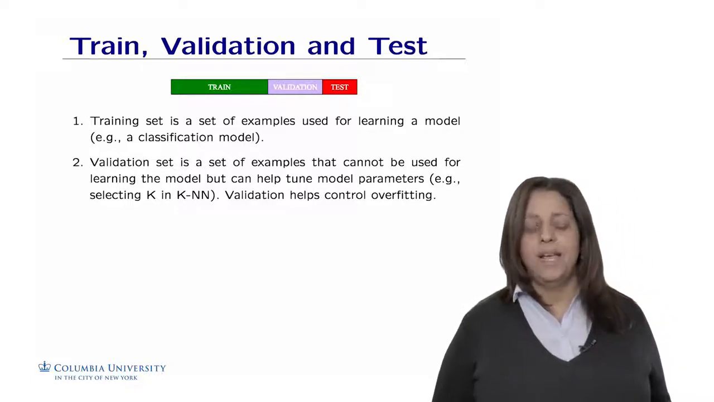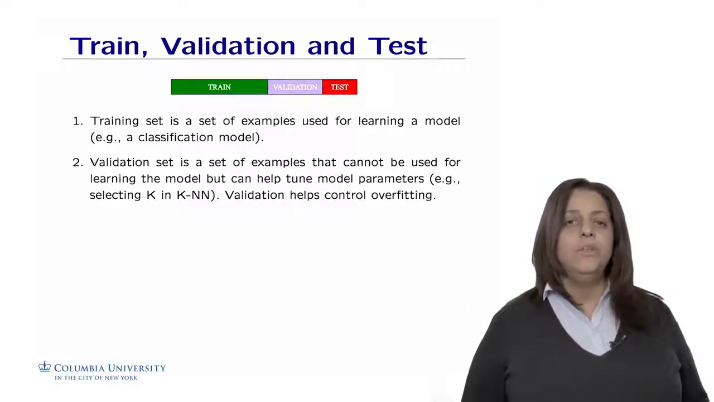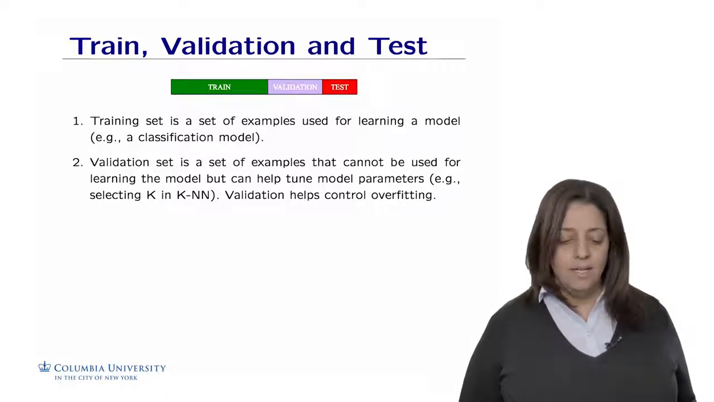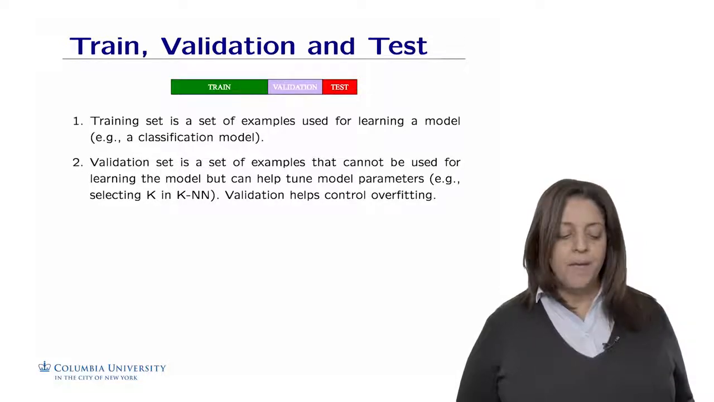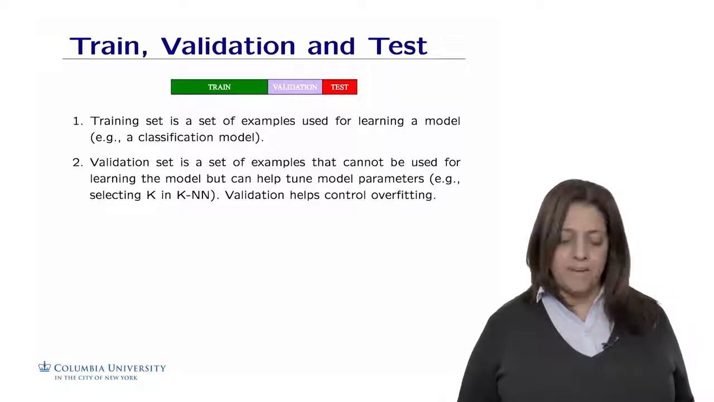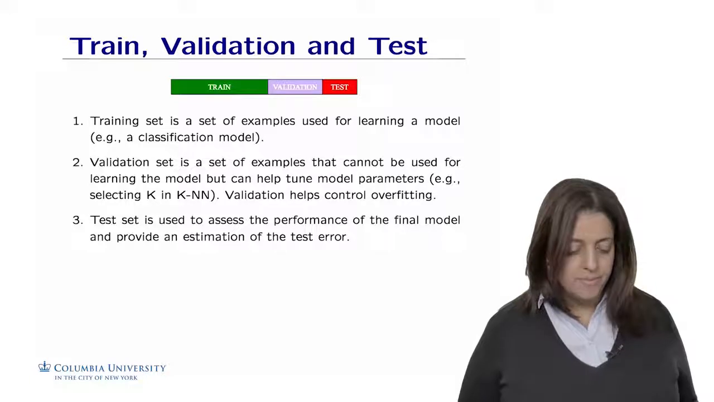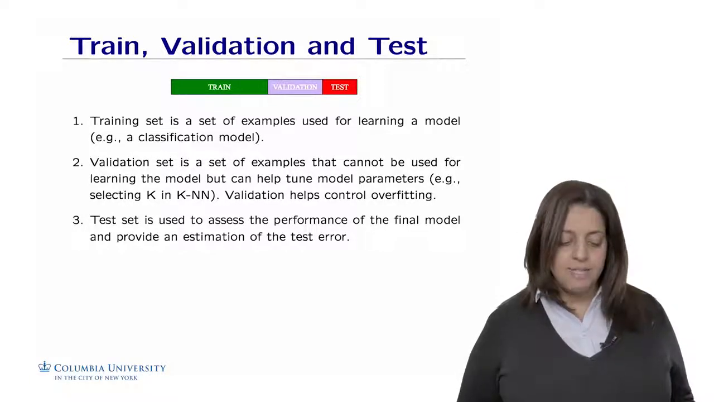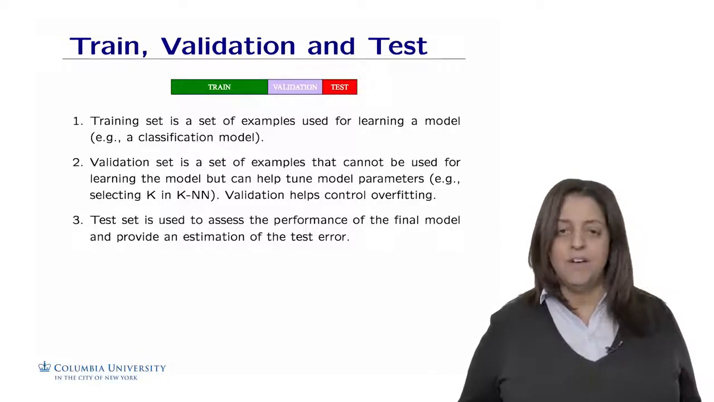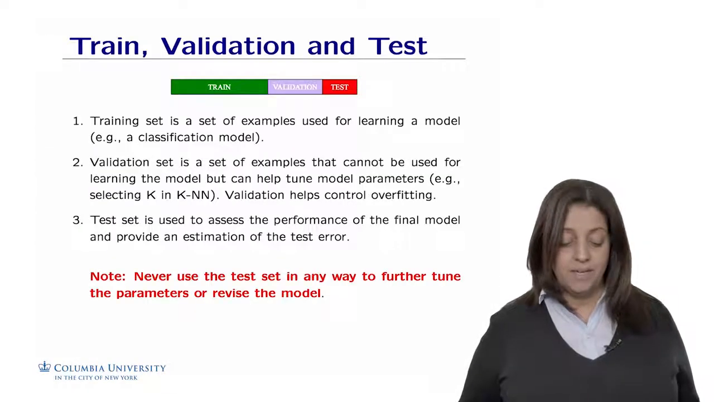For example, in the case of k-nearest neighbors, you need to know what k is. K will depend a lot on the domain that you are working with. So if you want to learn k, you could use some validation to try different k's and see which one would have the best performance. Finally, the test set is used to assess the performance of the model and provide an estimation of the test error. This is the out-of-sample error.